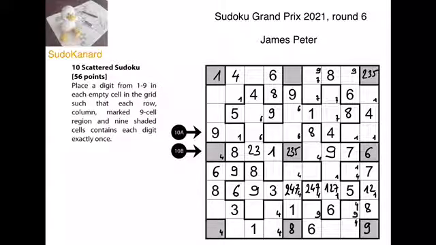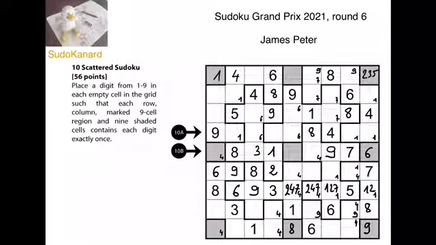This column still needs 2, 4, 5, and 7. 2, 4, 5, or 7. So this can only be a 2. 4, 5, 7. This can only be a 2. So that's a naked single. It makes this a 3.